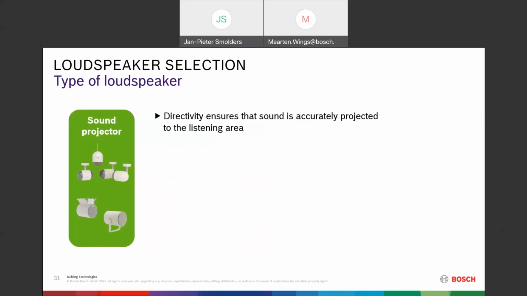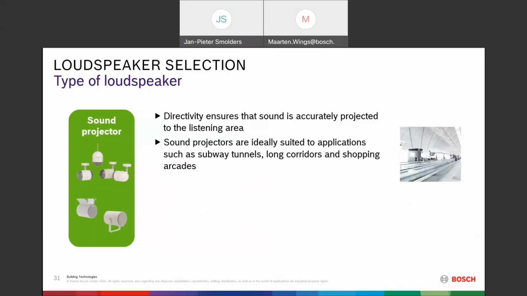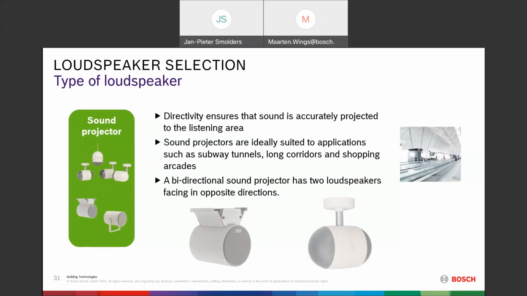Okay, sound projectors. The word says so. You project the sound, so they're directive. You can point them to a certain direction, for instance, the listening area. They're really good for applications like subways, hallways, corridors. So you can mount them inside those areas and point them into a certain direction. We also have a bidirectional sound projector, like you see in the pictures here. So if you mount those in a corridor or a walkway, it will point into two directions at the same time.